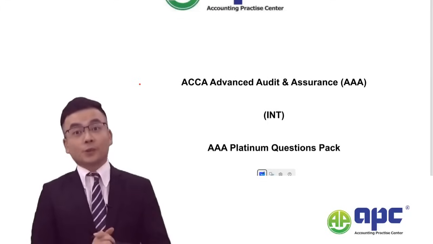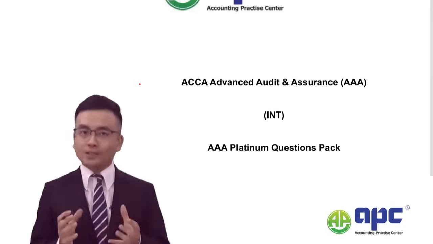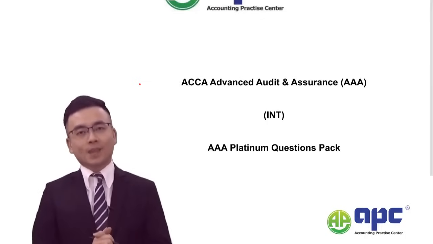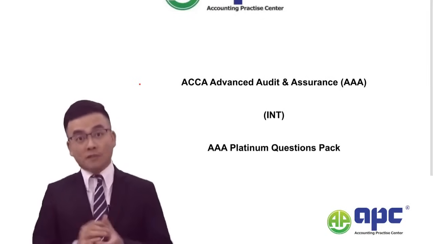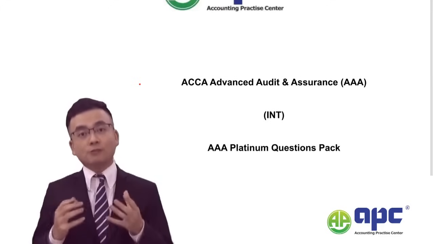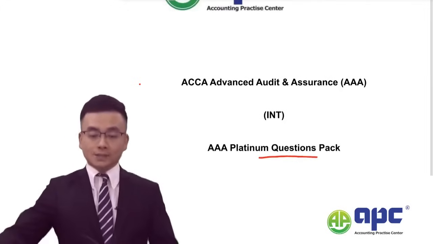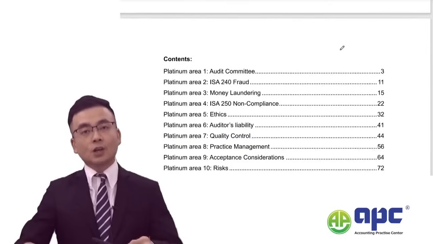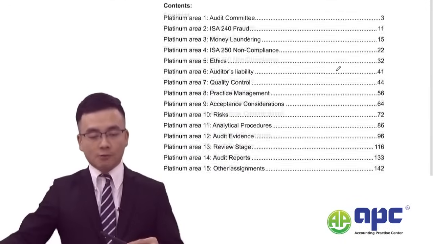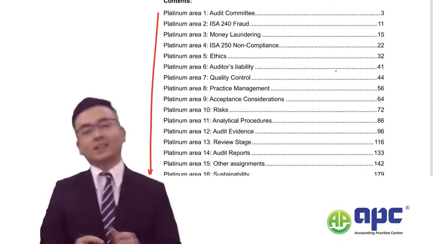Welcome to Advanced Audit and Assurance, AAA, for the December 2024 exam. Now, for the December 2024 exam, as the final revision section, we have created the Platinum Questions Pack. Here, I divided the whole AAA syllabus from Platinum Area 1 up to Platinum Area number 16.